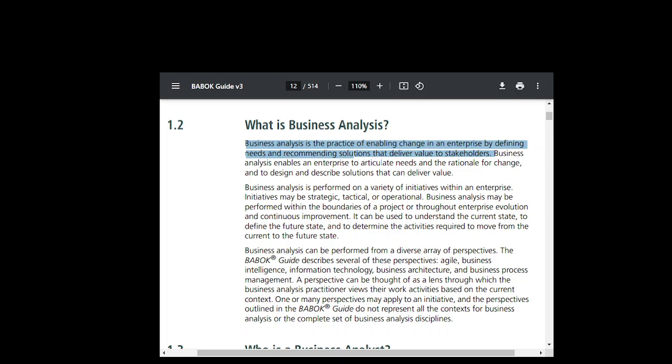So that's why you need to enable change. You need to, as they say, read the energy in the room. And you enable this in an enterprise, they say, but when we say enterprise, oh my goodness, in a company, bring it down so that you comprehend better and faster. And how do you enable this change in your household, among your friends, team, peers? By defining needs and recommending solutions.